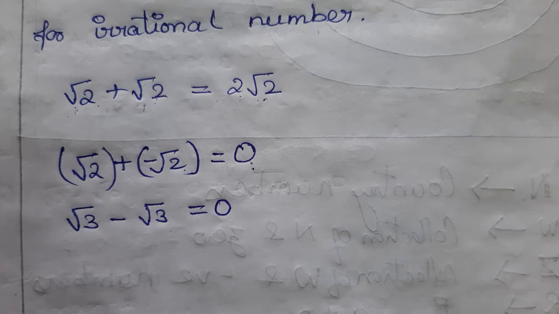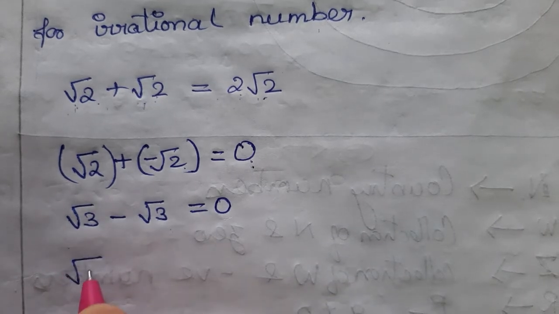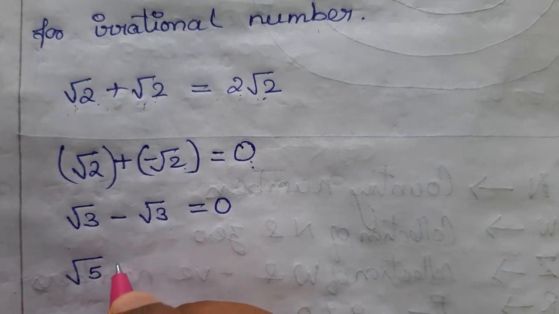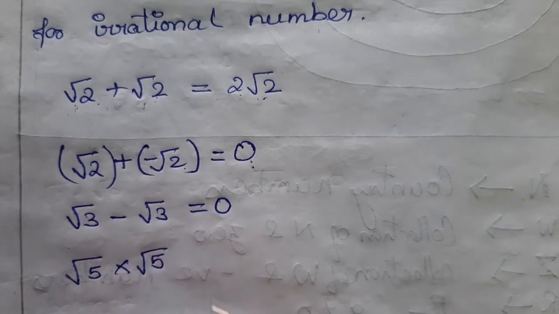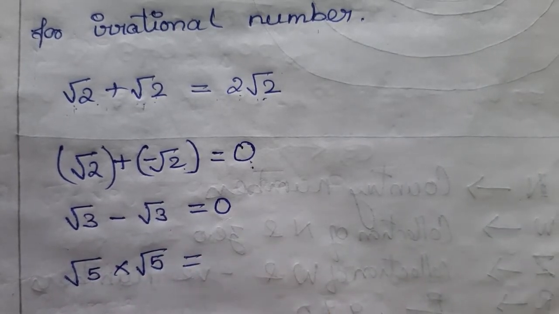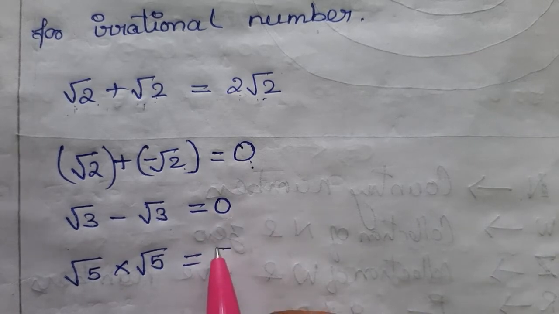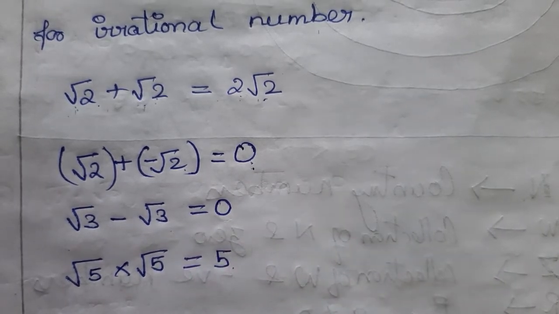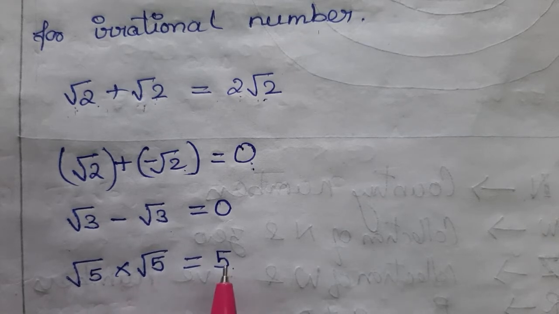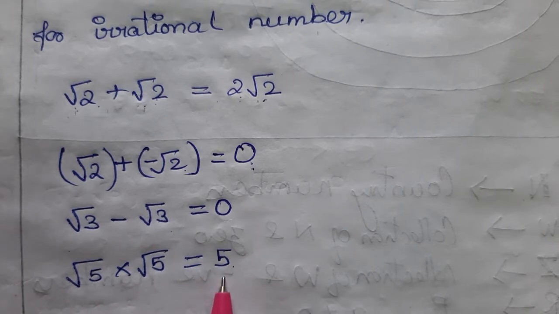Next is what? Multiplication. What happened when we multiply square root of 5 into square root of 5? Square root of 5 into square root of 5. What will happen? Can you guess what is the answer? Yes, the answer is 5. It's a rational, right? So multiplication is also not satisfied. So when you multiply two irrational numbers, the result can be a rational. It's not always irrational. Clear?